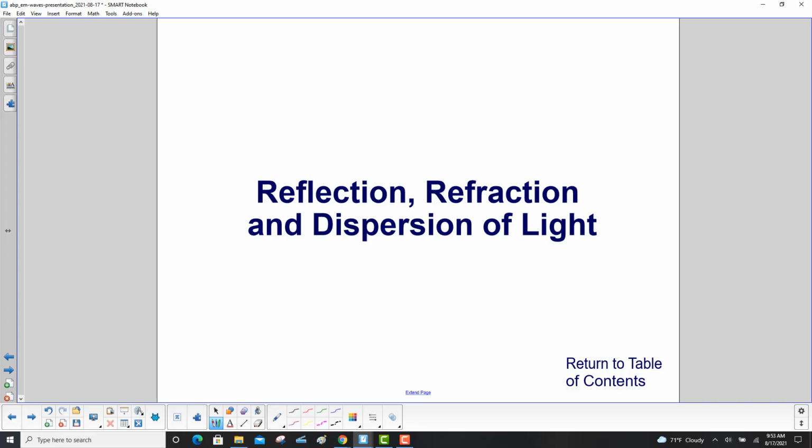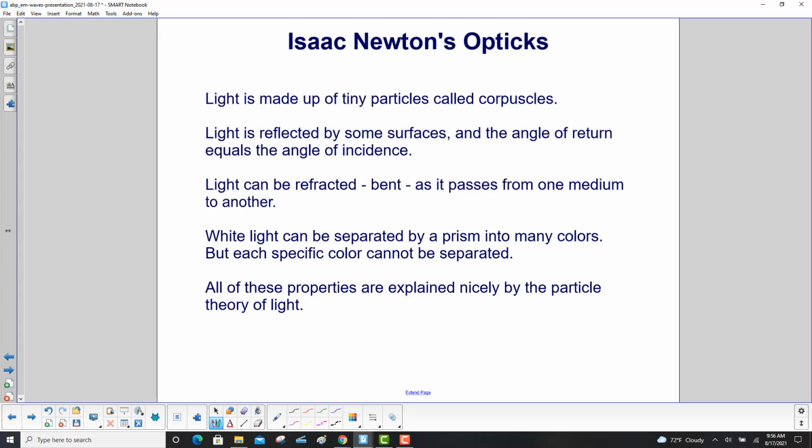Reflection, refraction, and dispersion of light. This is from Isaac Newton's work on optics, and that's how it was spelled back then. Light is made up of tiny particles called corpuscles.